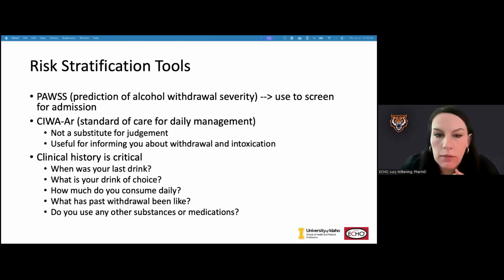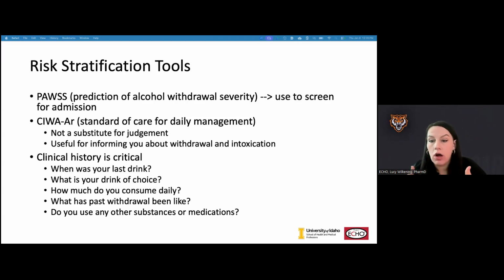Okay. The other really important part to risk stratification is your clinical history, right? And I've included here some of the most important questions. If I could only ask a few questions, these are the ones that I would ask if I am doing alcohol detox, right? So when was your last drink? One of the most important ones, right?